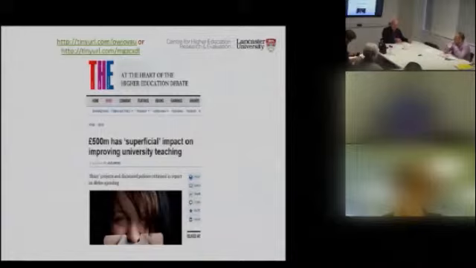It got into the media, and this is the headline of the Times paper. £500 million has a superficial impact on improving university teaching. Well, of course, that wasn't quite what we said. What we were talking about was at the systemic level, not that there was only a superficial impact generally.